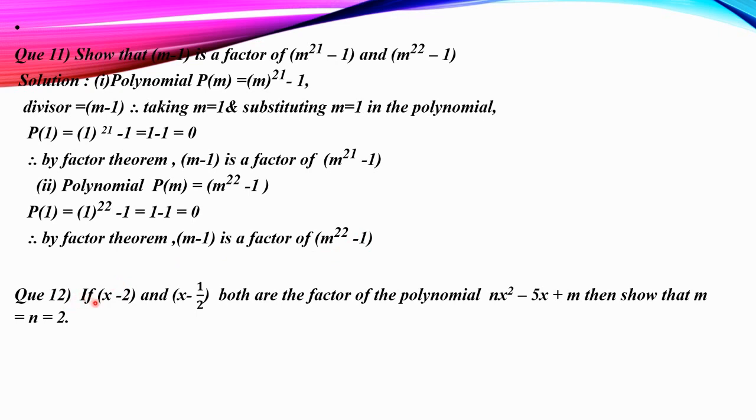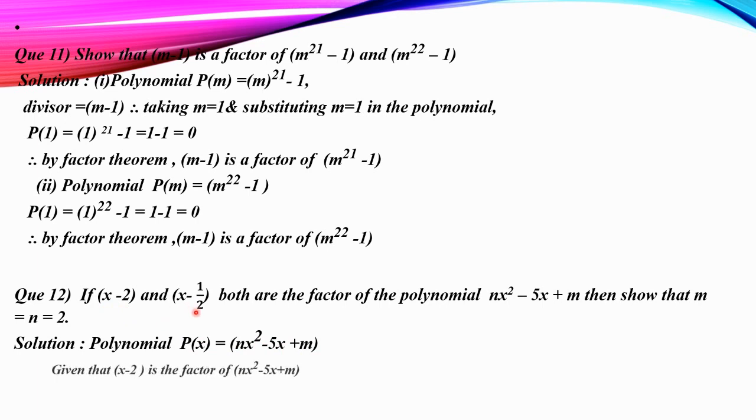Here, if x minus 2 and x minus 1 by 2 both are the factors of nx square minus 5x plus m, then show that m is equal to n is equal to 2. The polynomial is only 1 and divisors are 2. Polynomial P(x) is equal to nx raised to power 2 minus 5x plus m, and divisors are x minus 2 and x minus 1 by 2.